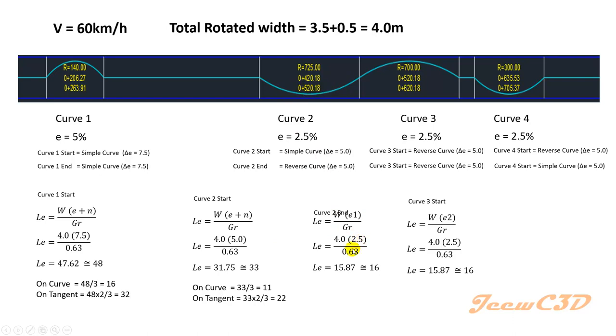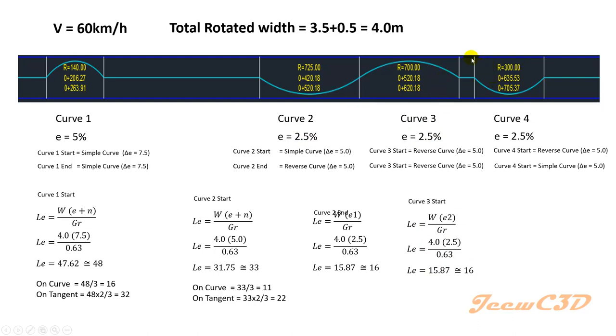In this case, we are just rounding up to a full value or zero decimal place. We are not rounding up to a value which is divisible by 3, because we are not positioning super elevation development 1/3 or 2/3 here, just putting this value. So on the other side, curve 3 start, that means this one, it is also part of that reverse curve. So it is W E2 over GR. So this E and this E are equal, so you have the same length here.